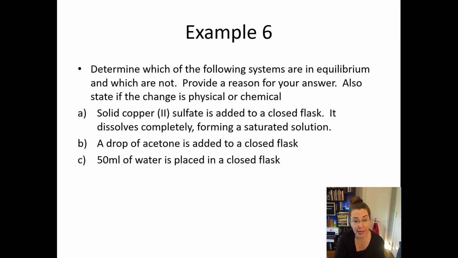So A, we're dissolving solid copper sulfate in a closed flask to become saturated. The key there is saturated. That would reach equilibrium. Now it's dissolving, so that would be a physical change. B, a drop of acetone is added to a closed flask. The key here is that it's a single drop. This probably wouldn't go to equilibrium. That drop would evaporate and we wouldn't have that constant back and forth from the liquid to the gaseous state.